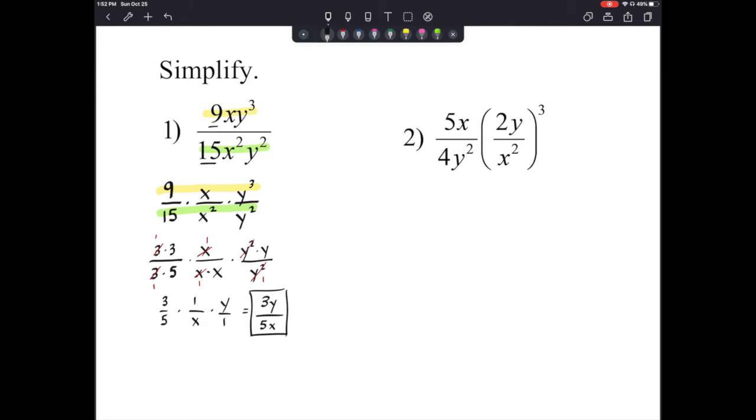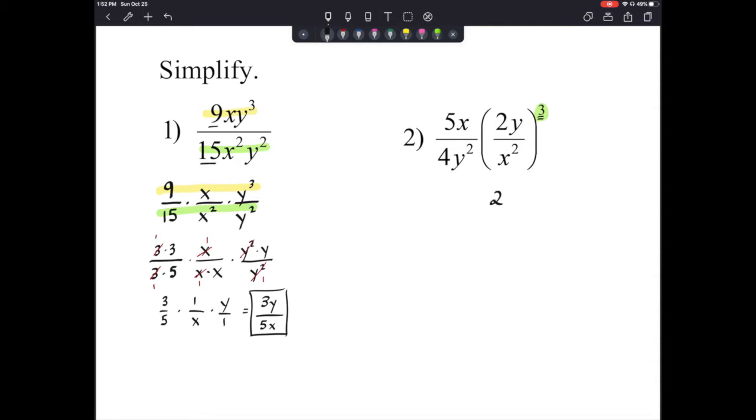Let's look at number 2. I have the fraction 5x over 4y squared, and then we're multiplying it times a 2y over x squared, and that's being raised to the third power. So order of operations states that we're going to have to deal with that exponent first. We need to take care of this first. So that's like 2y over x squared times itself 3 times, or we could use some of those exponent rules.